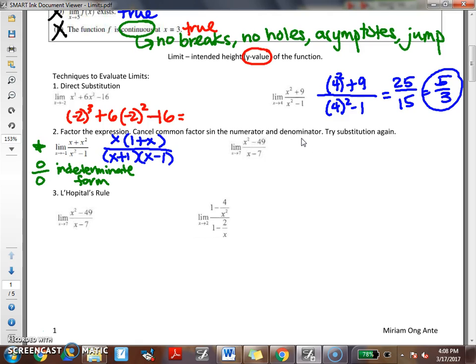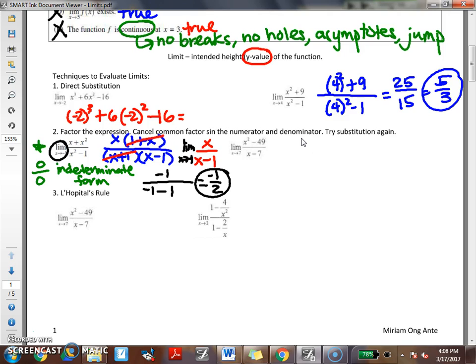I'm going to take a pause here and see if I can cancel any common factors in the numerator and denominator. Well, I can. I can cancel 1 plus x and x plus 1 because they mean the same thing. So I'm left with x over x minus 1. And at this point, I'm going to check, well, could I just plug in the limit as x approaches negative 1 here? Yes, I can. Try it. Negative 1 over negative 1 minus 1. You're going to get negative 1 over 2. And that is the limit.